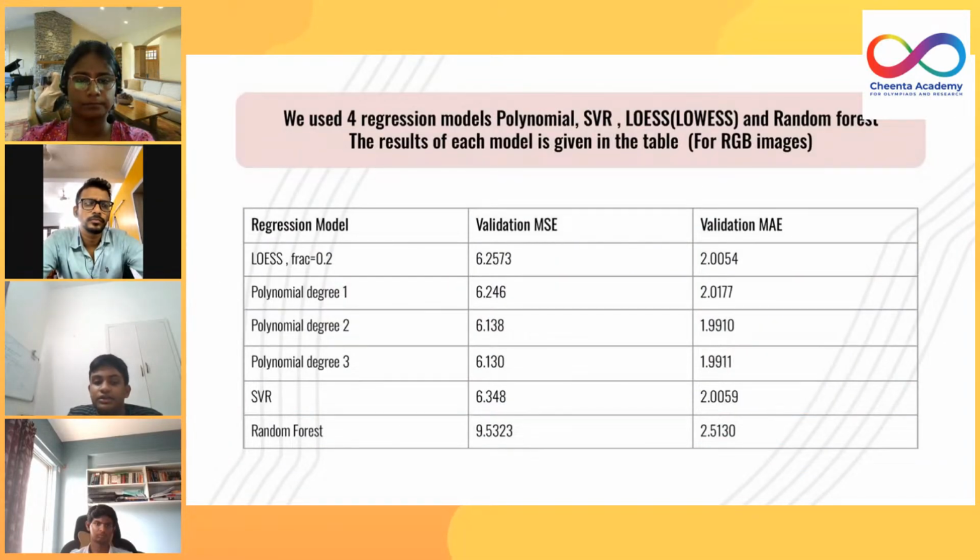So here we compared the results of four regression models: polynomial, SVR, LOESS, and random forest. So polynomial regression of degree 2 and 3 are the best performers in this case. Next slide, please.